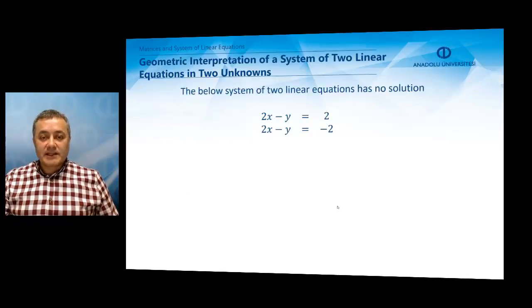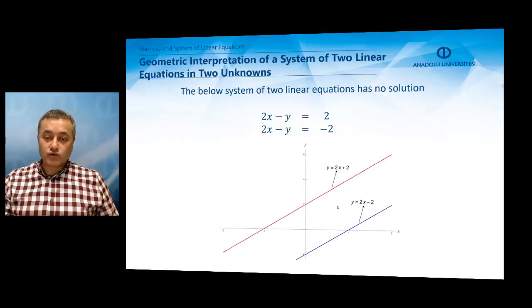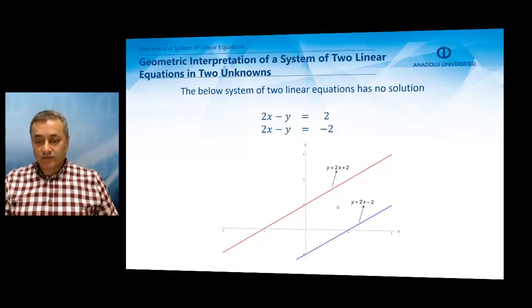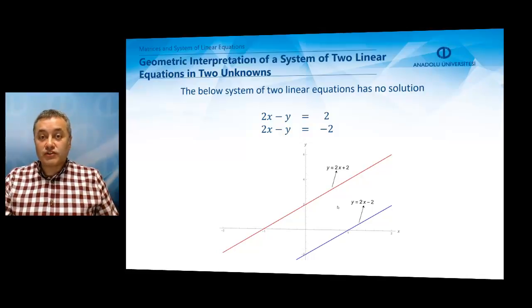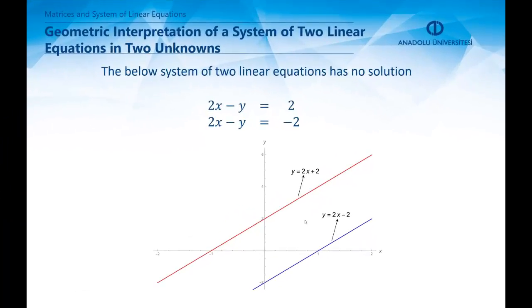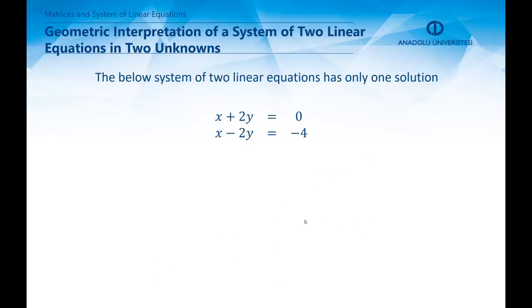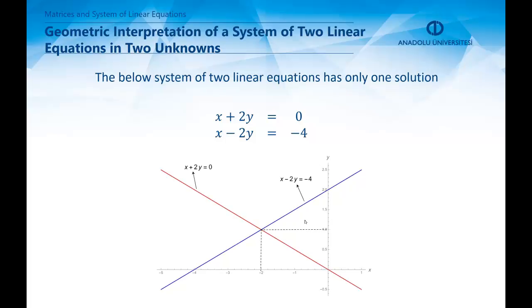Okay, let's give some examples. 2x minus y equals 2, 2x minus y equals -2. This means that we have two lines which are denoted by blue and red lines here. They have no common point, so there's no solution. And since the left-hand sides are equal, we can equate 2 to -2, which is not the case. It means that there's no solution. Let's consider this system, x plus 2y equals 0, x minus 2y equals -4, and if we denote these lines on the plane, we'll see that they are going to intersect at one single point, and this single point is x equals -2 and y equals 1. So there's only one single solution.